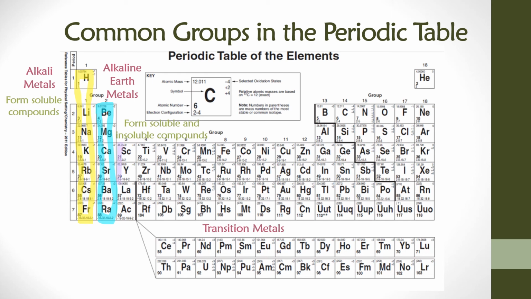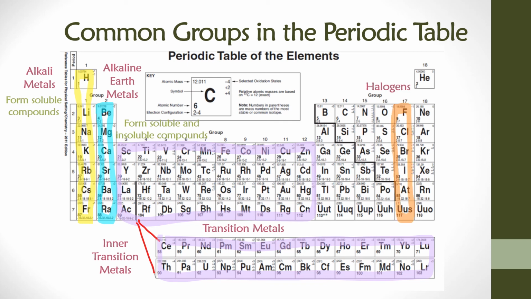Then we've got the transition metals, which are all of these metals right here. And remember these two rows of elements that are stemming out of the transition metals, they are still part of the transition metals. Sometimes we also like to call them inner transition metals. And then we've got the halogens in group 17. So these are very, very strong nonmetals. They tend to form negative ions or the anions, and they're very reactive. They tend to gain electrons.